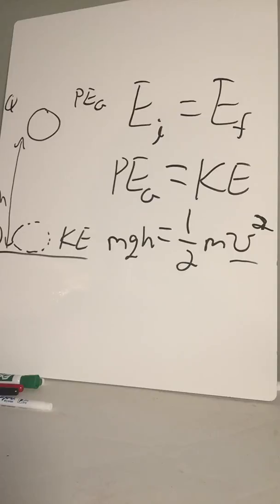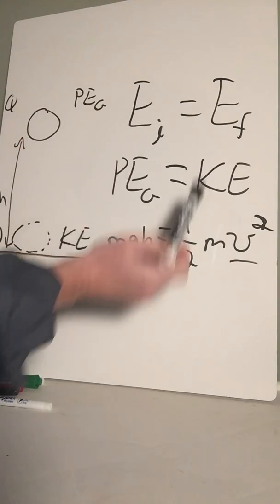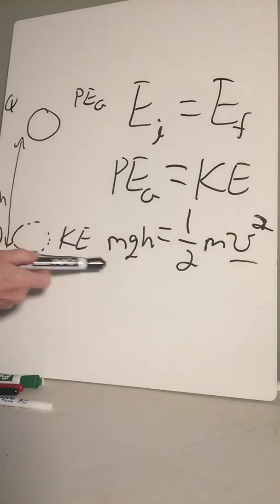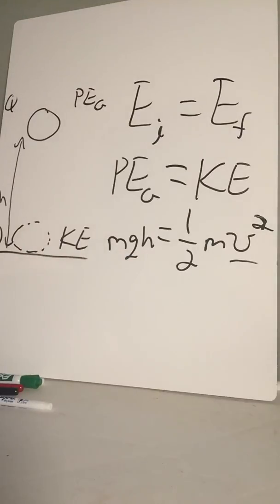But this is fundamentally the bottom line to approaching every single energy problem. We have phase 1 conditions, we have phase 2 conditions. We look at the initial conditions, we write all the energies involved. We look at the final conditions, we write all the energies involved. We then substitute in with our equations, and then the very last step is to solve for the unknown.